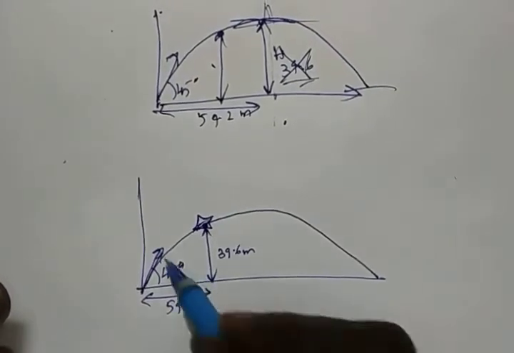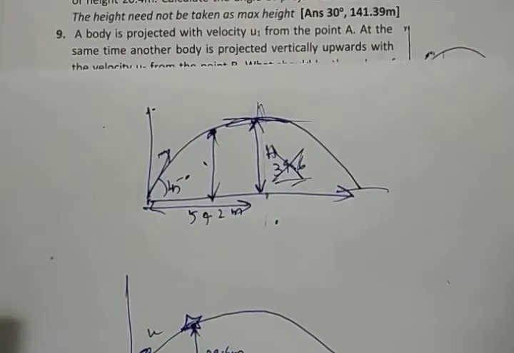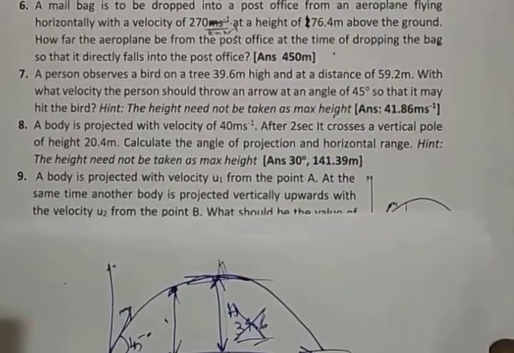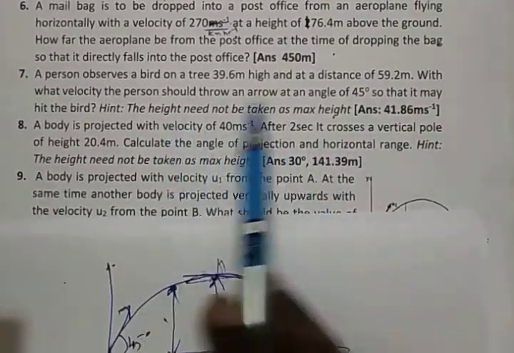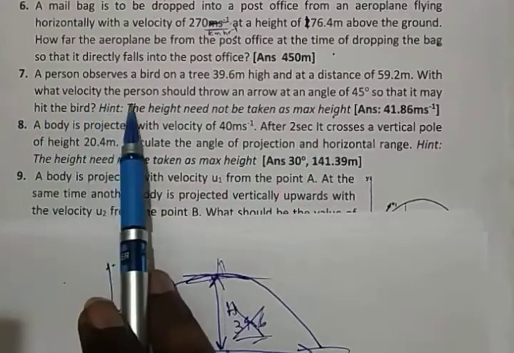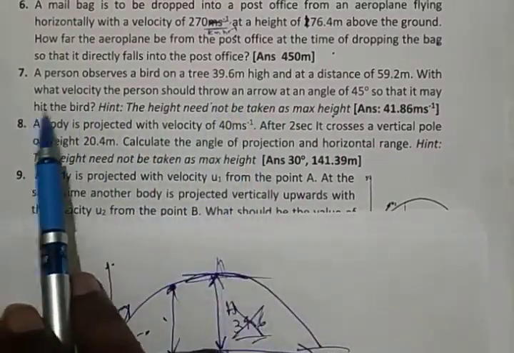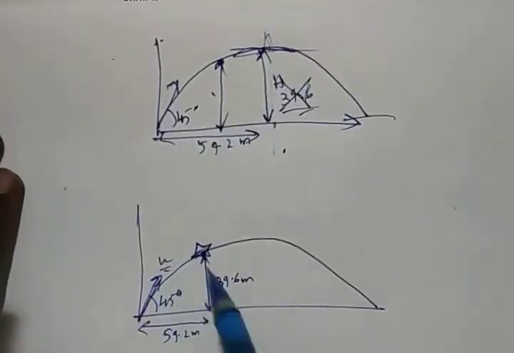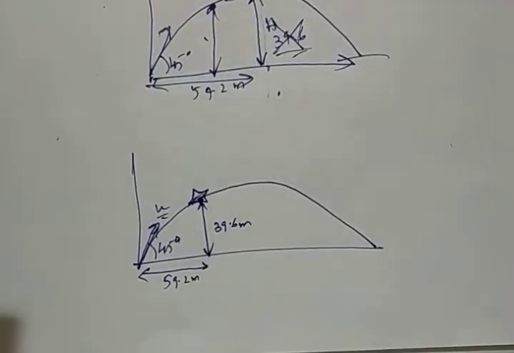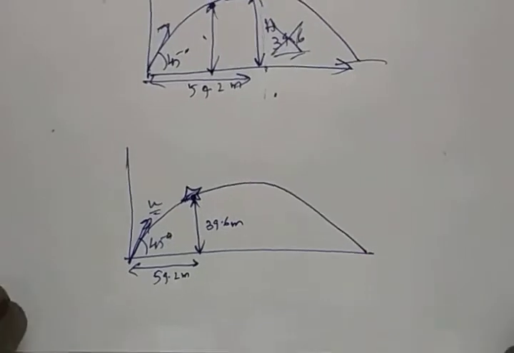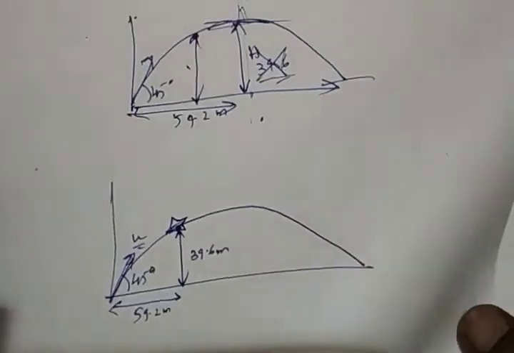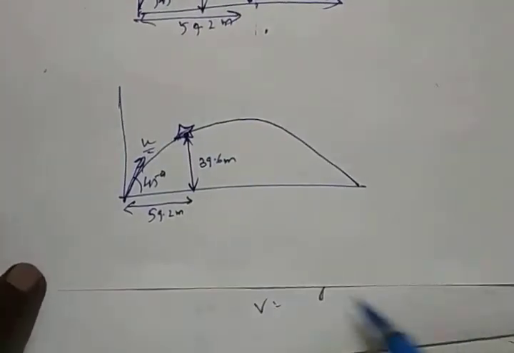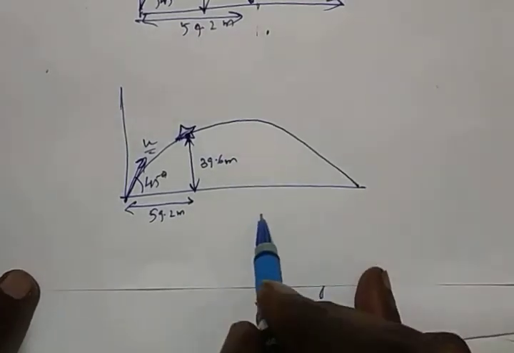Now you need to find out what u is. That's the question here. The question says what velocity the person should throw, that means the initial velocity. What is u? It is the question mark. So you have two options here. You have two ways to solve this one.